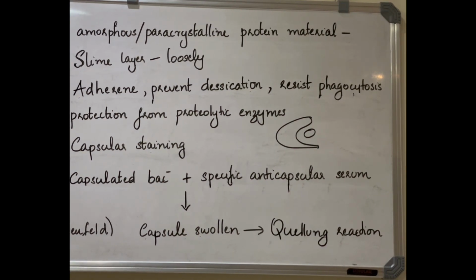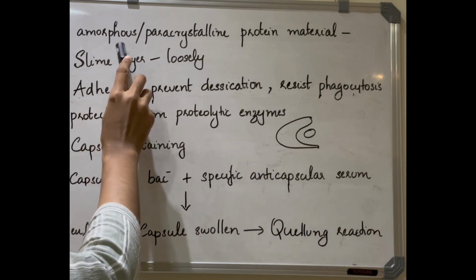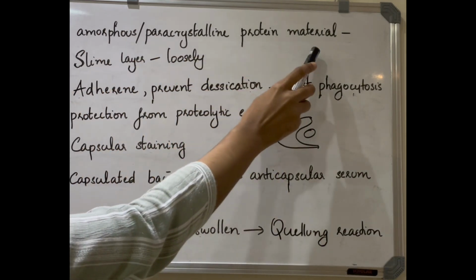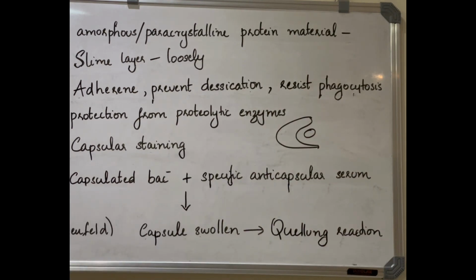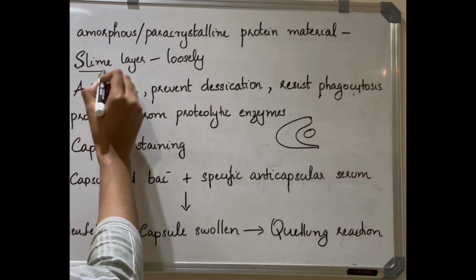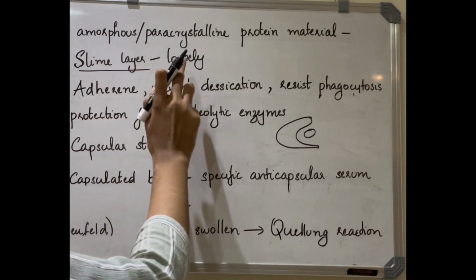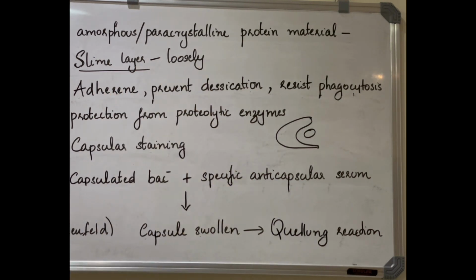In some species of bacteria, instead of this viscous covering, an amorphous or paracrystalline protein material will be present. It is called the slime layer. Now the slime layer is a loosely organized structure, whereas the capsule is a sharply defined structure.